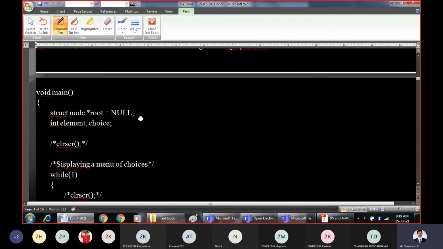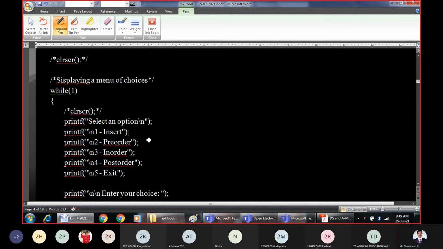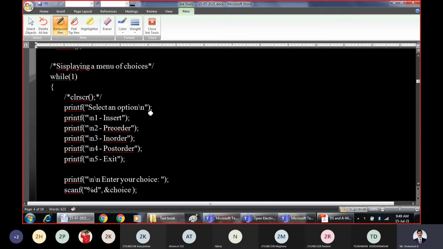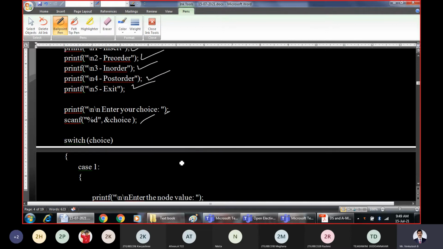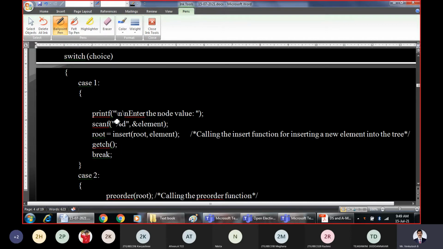These are the different options which will be given to the user. What do you want to do? You can create the binary tree by inserting, or you can choose pre-order traversal, in-order traversal, or post-order traversal. Finally, exit. We ask the user to enter the choice, and that choice will be matched within the switch statement, and the corresponding case will be executed whenever the choice matches.